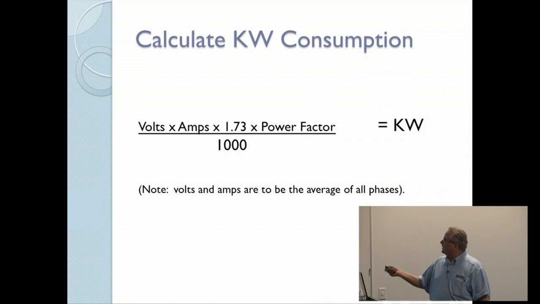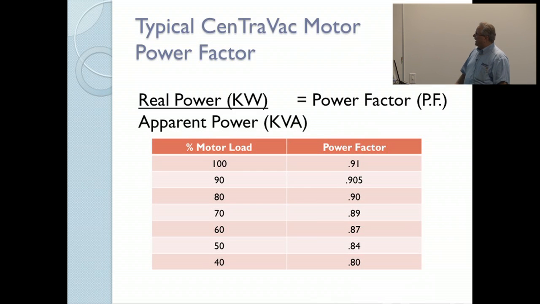You can also calculate your kW consumption. You take the volts and amps times 1.73 times the power factor, divide by 1,000, and you get the actual kW that you're using. And I put in some typical motor power factors. These are for Trane centrifugals, but they would be valid for most compressor motors. Again, power factor is electrical efficiency. A lot of equipment has mechanical efficiencies. Power factor is electrical efficiency.